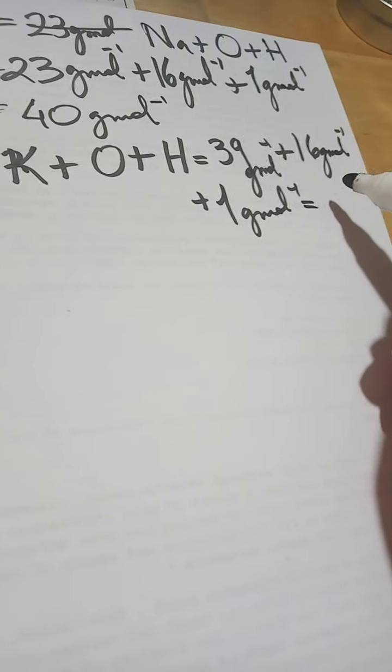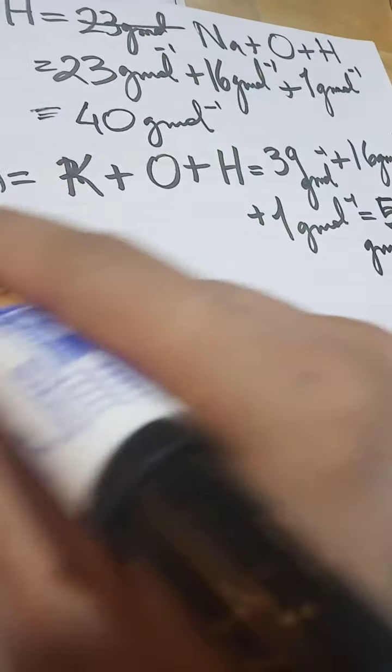Now we do KOH, potassium hydroxide. Potassium is 39. So that'll be 1 atom of potassium, 1 atom of oxygen, 1 atom of hydrogen. It'll be 39 grams per mole plus 16 grams per mole plus 1 gram per mole. That would be 55, 56 grams per mole.